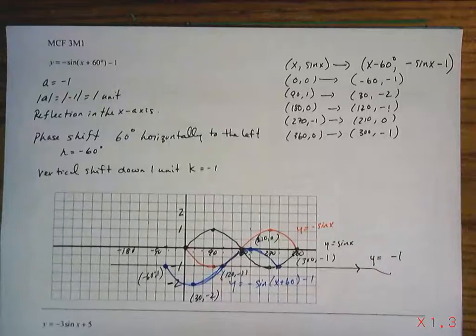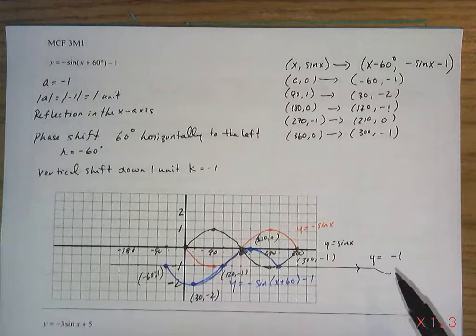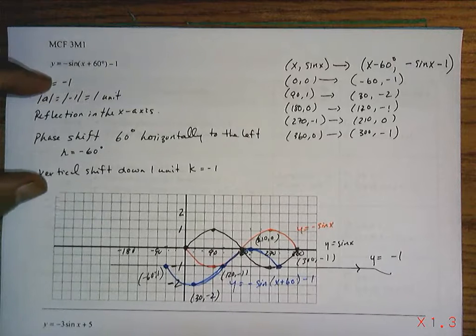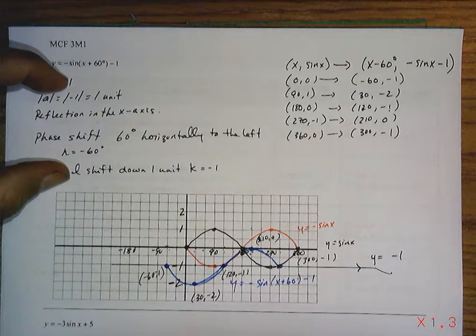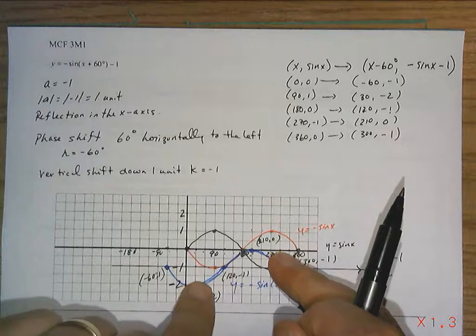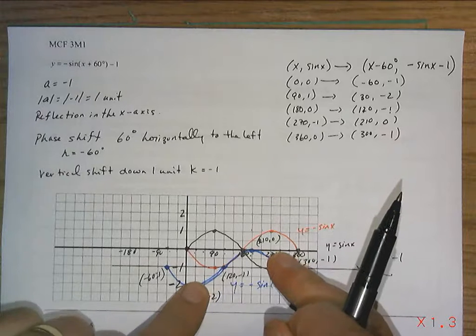Okay, once again, I didn't answer all of the questions to this. I just remembered, so let's go back and see what they wanted. They wanted me to state the transformations. These are the transformations. They wanted me to sketch the graph for one cycle. I sketched the graph for one cycle. They want me to determine the period.